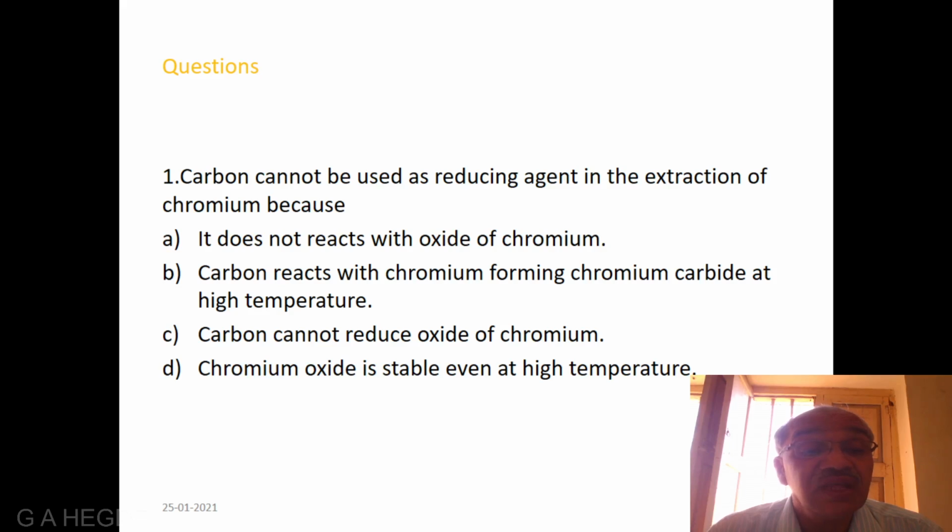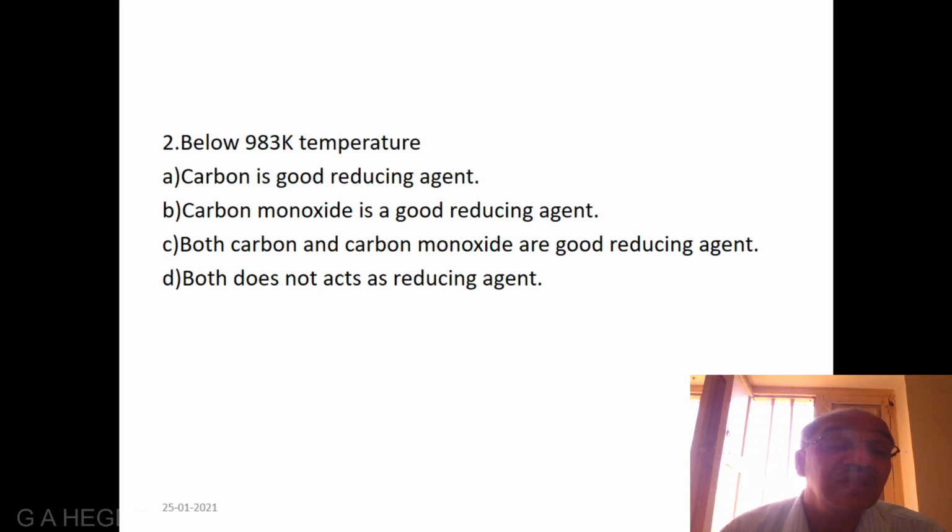The first question is, carbon cannot be used as a reducing agent in the extraction of chromium because... the answer is B. Carbon reacts with chromium forming chromium carbide at high temperature. The second question is, below 983 Kelvin temperature? The answer is B. Carbon monoxide is a good reducing agent.